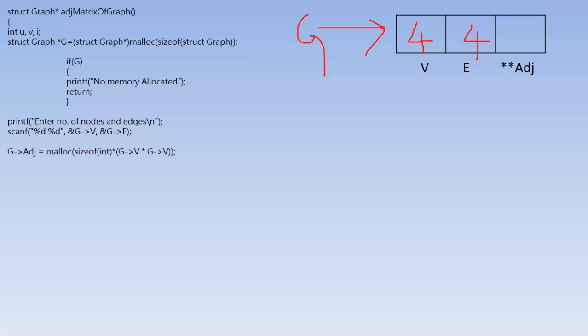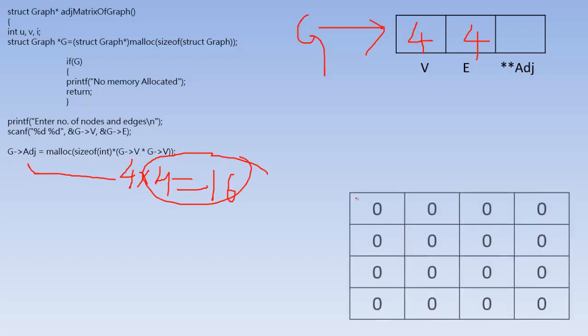So now I'm going to create the two-dimensional array using the malloc function. So what is the size of the two-dimensional array? G arrow v multiplied with g arrow v. That means 4 cross 4 matrix of size int. So that is total number of 16 bytes, right? And the address of this block will be stored in g arrow adjacency, that is this. So after this execution, I will get this, and the address of this matrix is stored here, because g arrow adjacency will get the address of this newly created block, right?